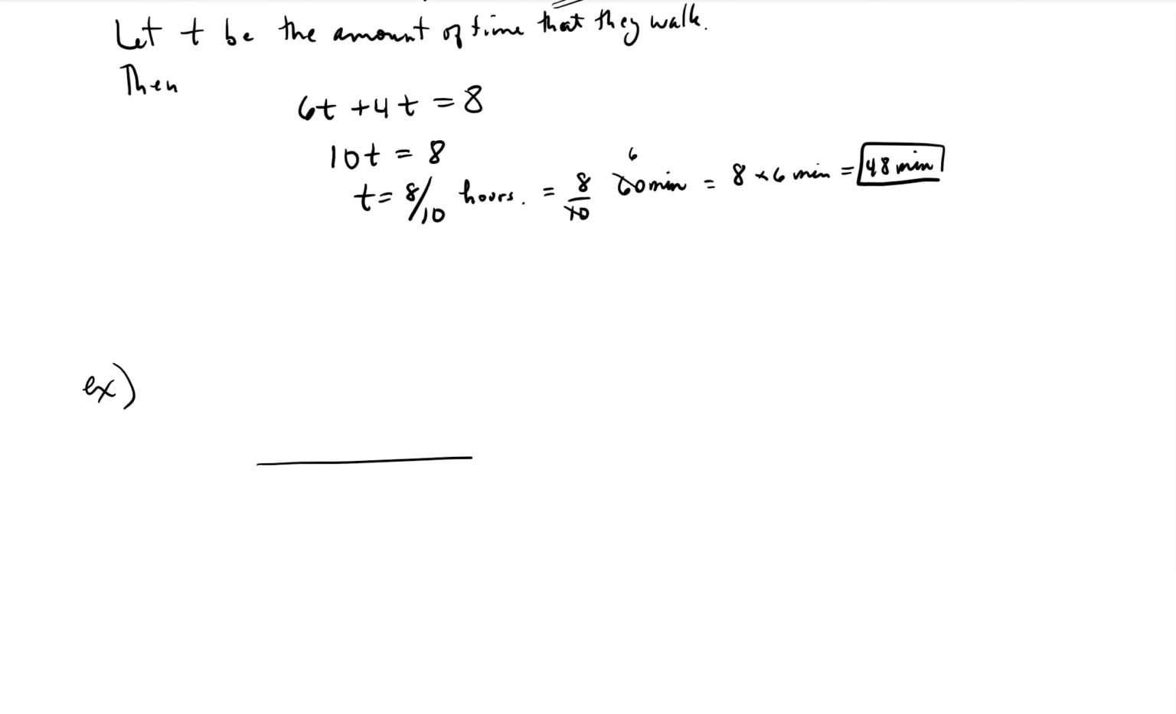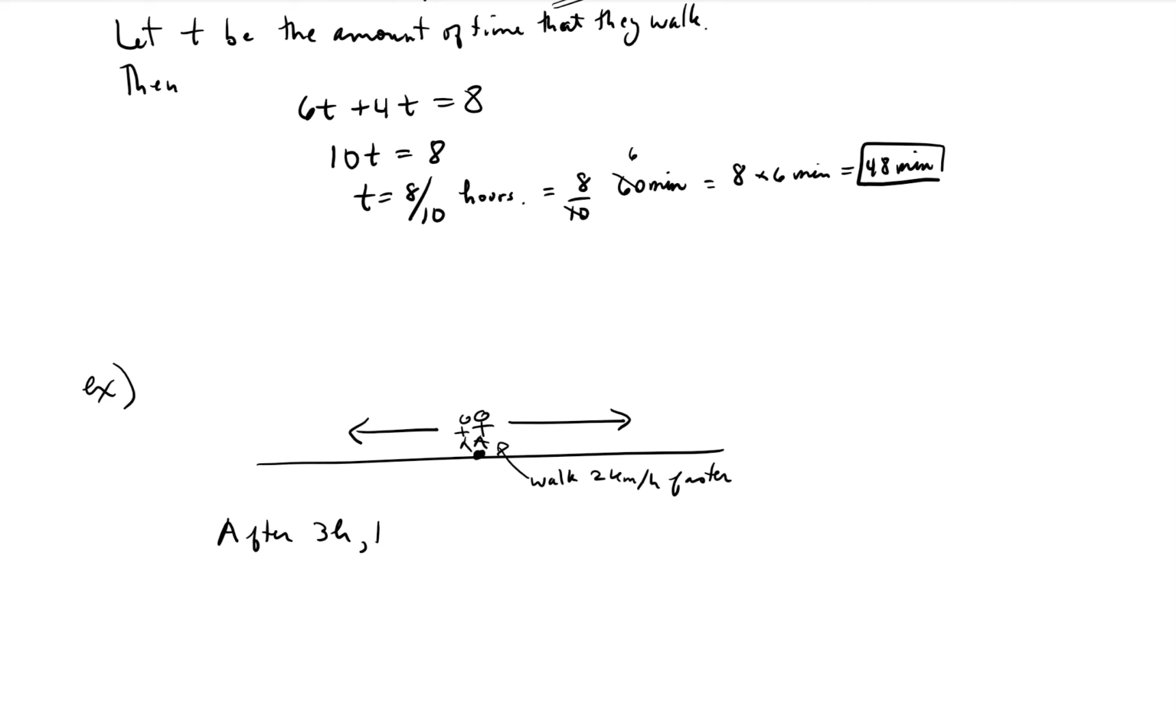Now we've got 2 persons that are initially at the exact same place. One is going to move in this direction, the other in this direction. What we know is that this person here walks 2 kilometers per hour faster, but we don't know at which speed they each walk. However, we're told that after 3 hours, they are 30 kilometers apart. And I'd like to know how fast each walked.